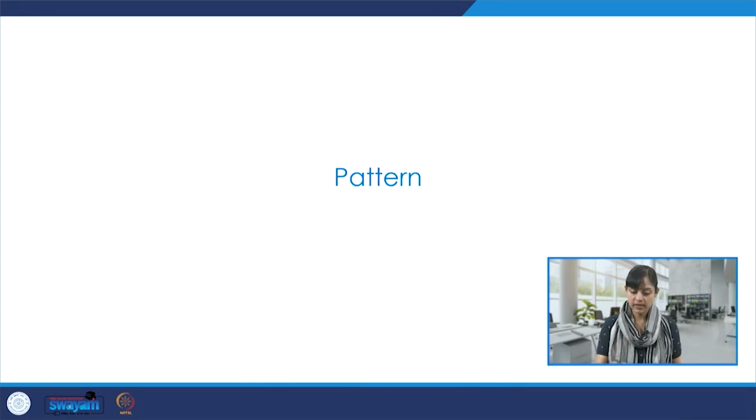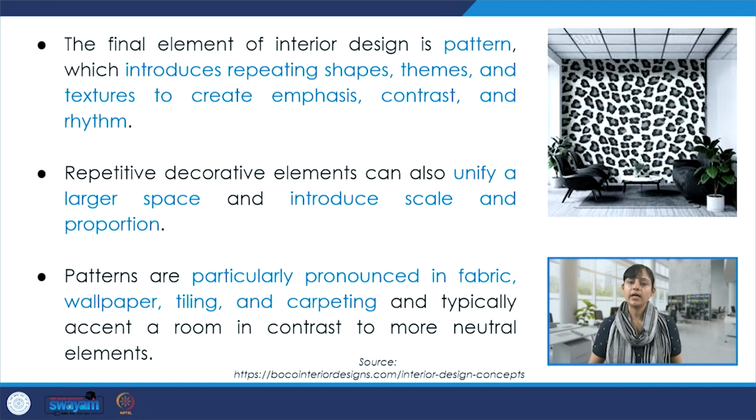And then moving on to pattern now. Pattern is also a very interesting element, and pattern could be achieved by combining certain motifs or certain kinds of diverse elements, let's say by repeating shapes or by introducing a certain theme which binds these shapes or motifs together. They could also be used for creating a certain focal point and emphasis. Also sometimes rhythm, depending on what and where you have designed it. So patterns are quite eye-catching, and they can be particularly pronounced in fabric, wallpaper, tiling, carpeting, etc.